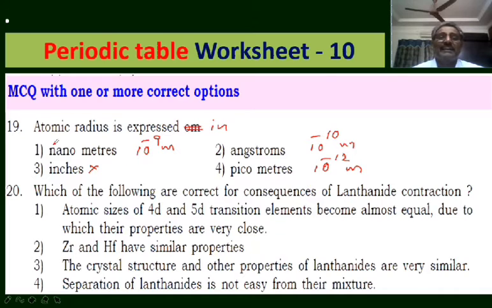The atomic radii and ionic radii are very, very small. They are expressed either in nanometers or angstrom units or picometers only. So here the correct options are first option, second option and fourth option.